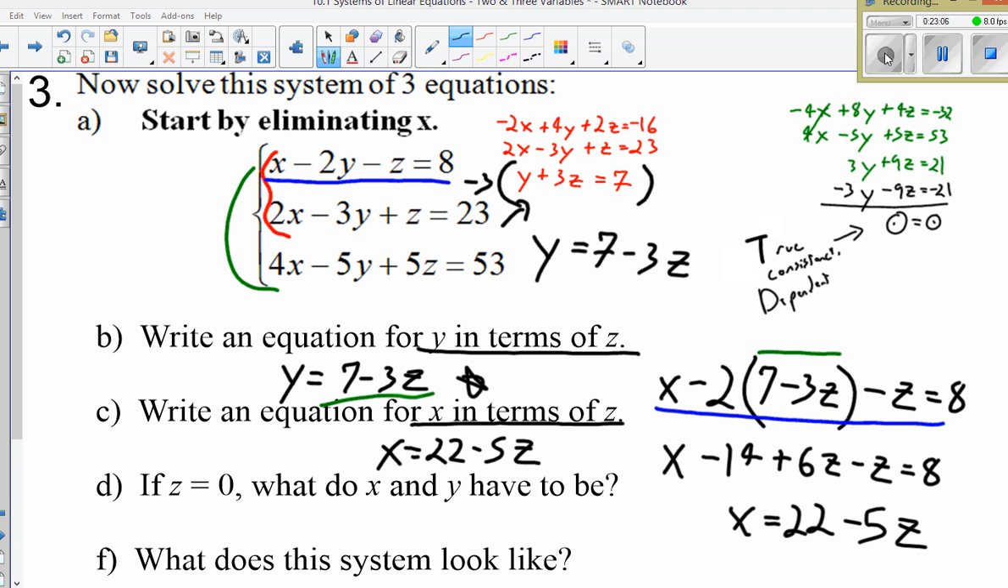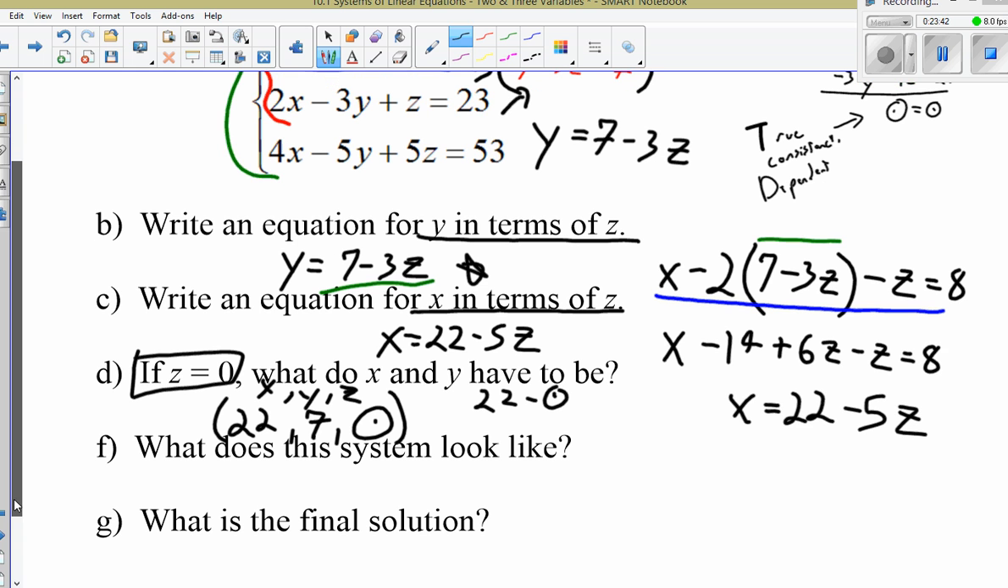So if I have an ordered pair, usually it goes x, comma y, comma z. If z is 0, what are my answers? Well, if I plug in 0 here for x, I get 22 minus 0, which is just 22 for my x. And my y, I plug in 0, and I get y is 7. So that's a point that satisfies this equation, but there'd be infinite amount of points because I can let z be equal to whatever. So it's a dependent solution. What does this solution look like if we were thinking about a three-dimensional plane? Well, it's an entire line.